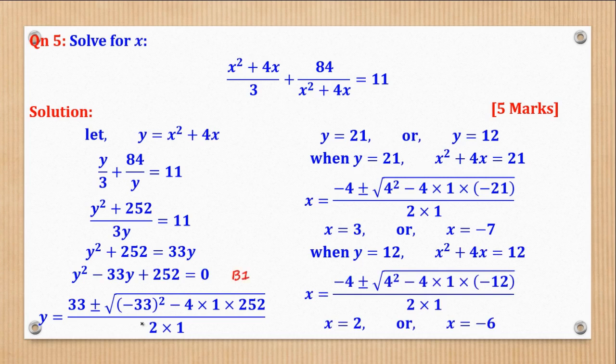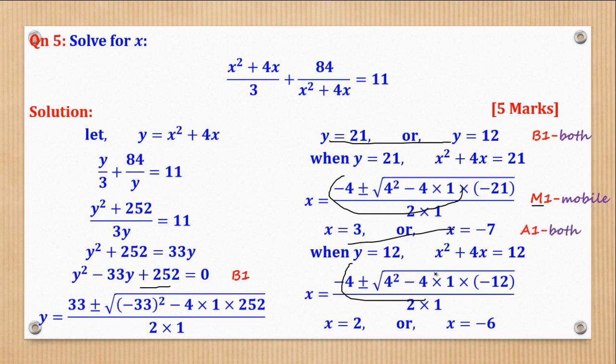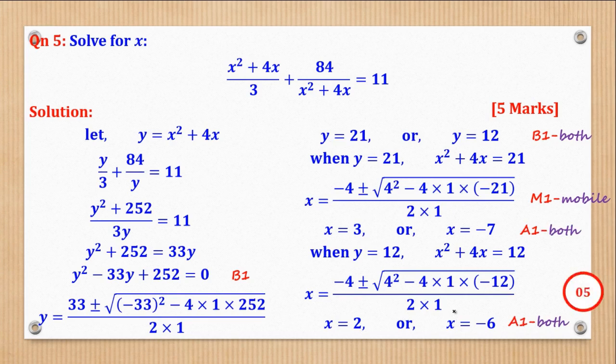So M1 was this quadratic equation, that is B1. Then another B1 for both values of y; both of them have to be correct. M1 was mobile, it can be put here or here, as long as you show the method of solving the quadratic equation. Then A1 for the first two values of x and A1 for the next two values of x. So that is how the 5 marks would come about.